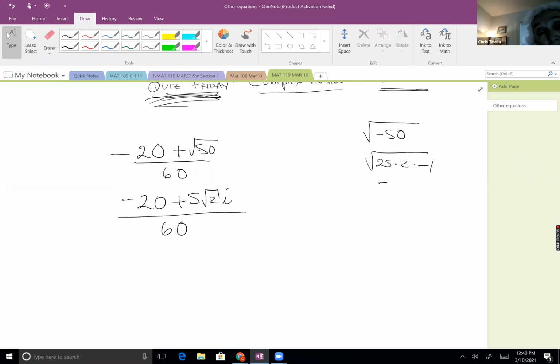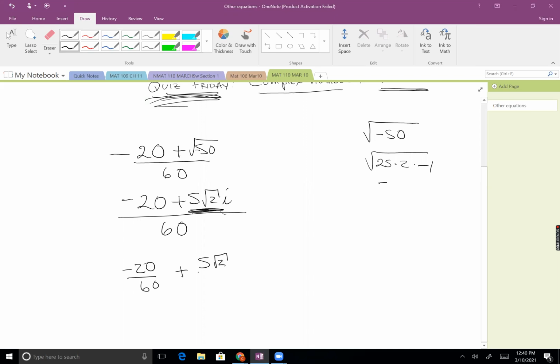We can't, because they're not like terms. So now I would separate them: negative 20 over 60, and then 5 square root of 2i over 60. 5 square root of 2 over 60, and pull that i out to the side. Oh, okay.